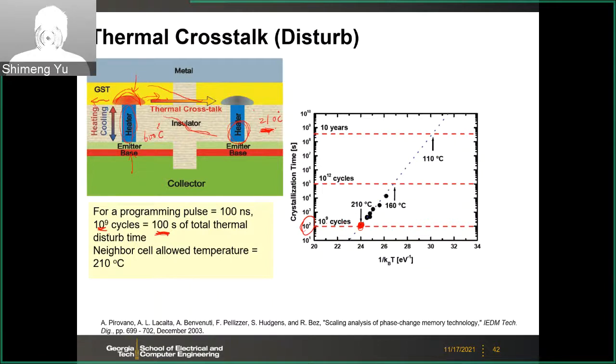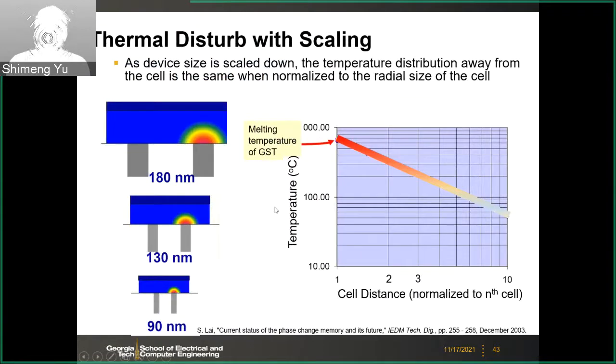So this is the thermal crosstalk. And as you can imagine, if you make the cells closer, then you will see more spread of the temperature profile. And here on the right hand side, we show the normalized distance. This is the first cell, second cell, third cell.